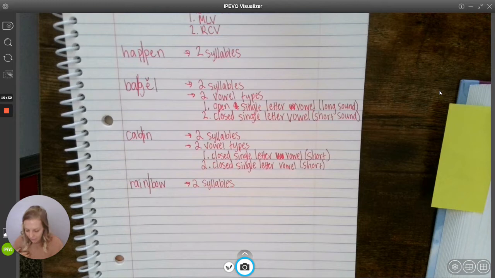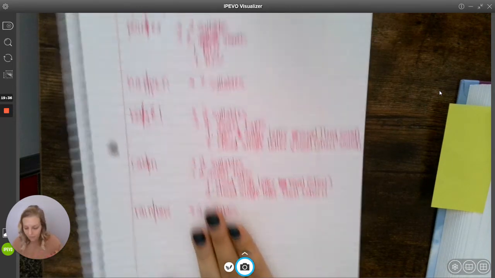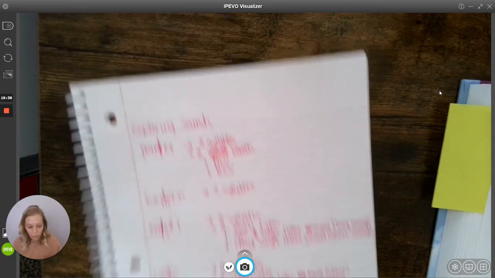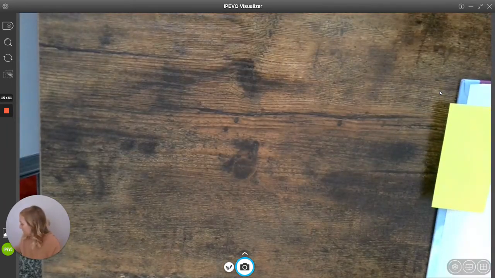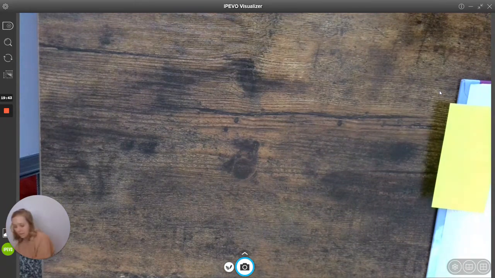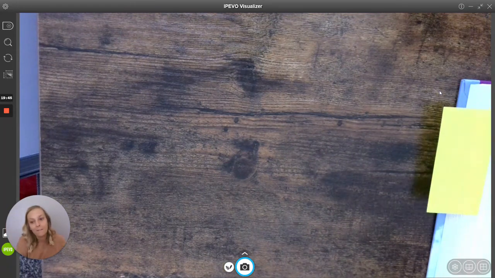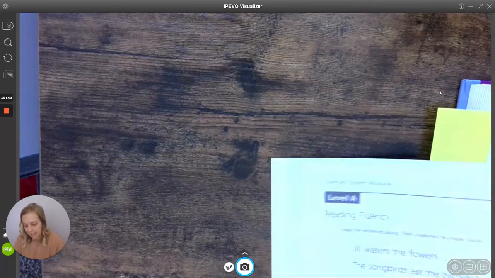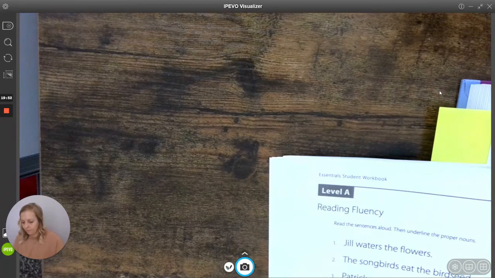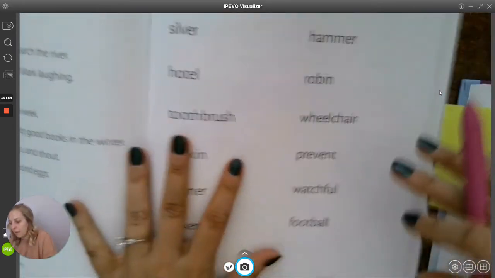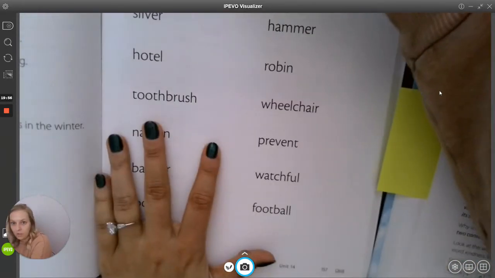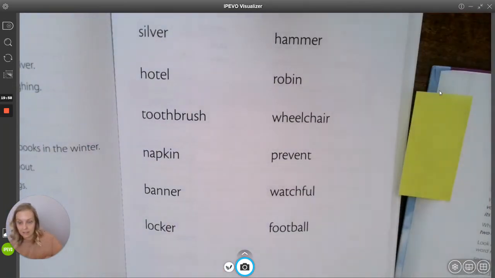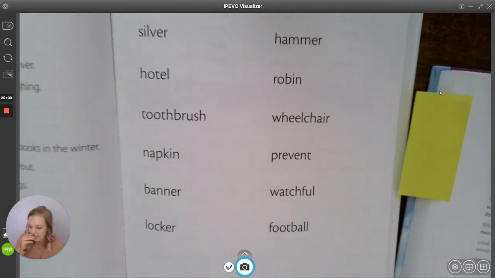Awesome. Okay. Let's go ahead and put this away right now and get out your workbook and turn to page 157. Should look like this, and it says dividing syllables at the top.